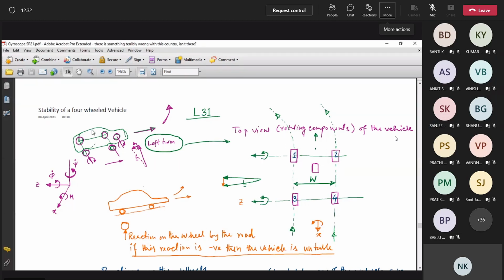So we have drawn the same figure. This vehicle is taking a left turn. Suppose the vehicle is taking a left turn. I have just drawn all the wheels here from the top. If you see from the top, this is wheel 1, wheel 2, the two front wheels, and then wheel 3 and wheel 4. These are the two rear wheels. Okay, and the engine rotating component also I have shown here.